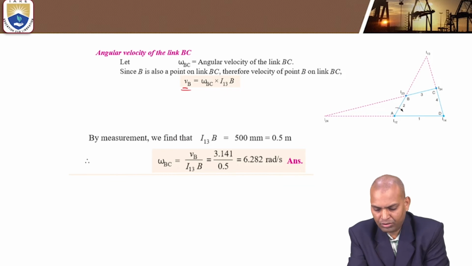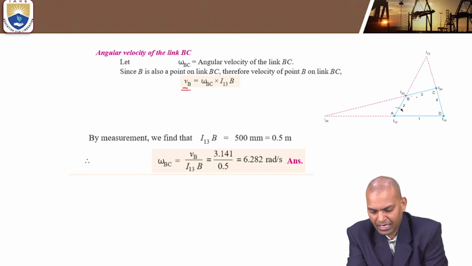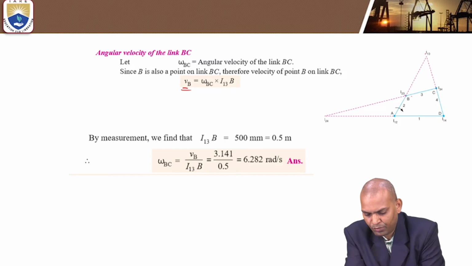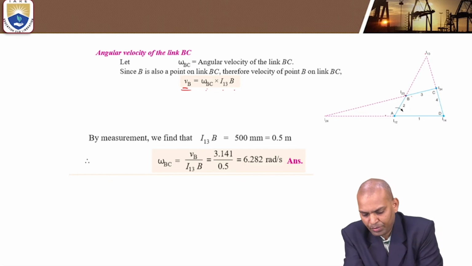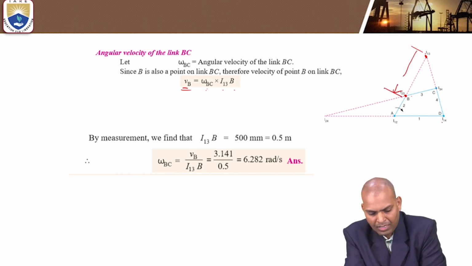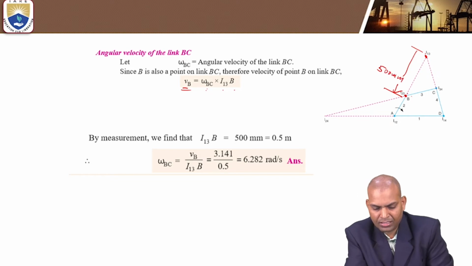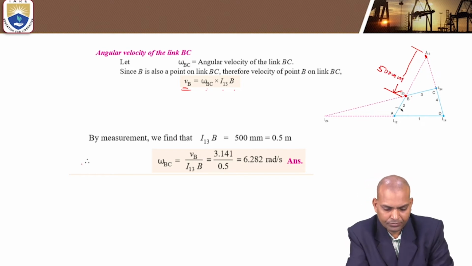Omega B equals VB; another formula is omega BC times the link I13B. Where is I13B? This is the I13 to B point. That is omega BC times I13B. We know I13 to B. Where is I13? From this point to point B, we have to measure. If you measure, it comes as 500 millimeters, that is nothing but 0.5 meters.